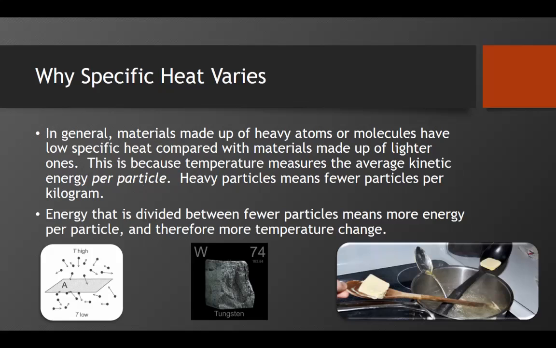Well, in general, materials made up of heavier atoms or molecules have a lower specific heat compared with materials made up of lighter ones. That may be counterintuitive at first, but this is because temperature measures the average internal kinetic energy per particle. Heavier particles means fewer particles per kilogram. Okay, so there are fewer molecules or atoms inside a material made up of heavier particles than there are in something made up of lighter particles. Energy that is divided between fewer particles means more energy per particle and therefore more temperature change. So it's easier to heat up heavier molecules than it is to heat up lighter molecules because there are fewer molecules per kilogram.